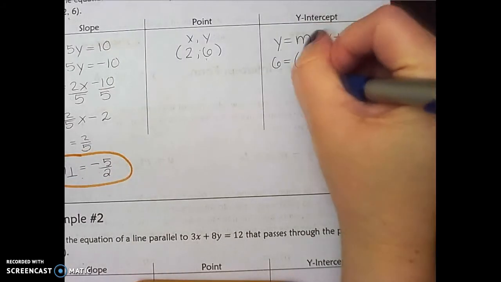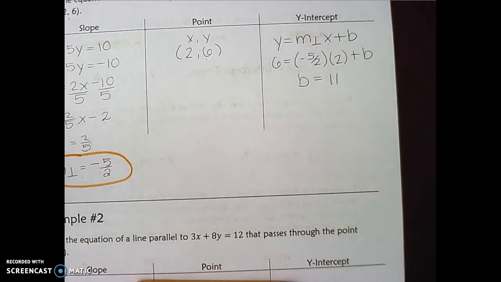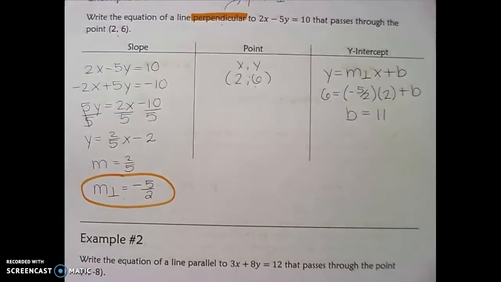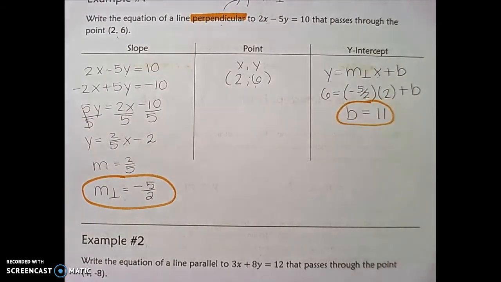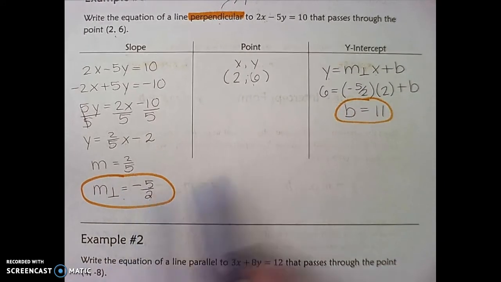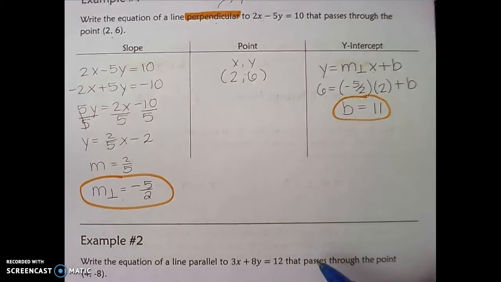So I'm going to write that on my paper. B is equal to 11. This was the second piece of information that I needed in order to write my equation of the line. So I have the two ingredients. I have the slope and I have the y-intercept. I'm ready to write the equation.